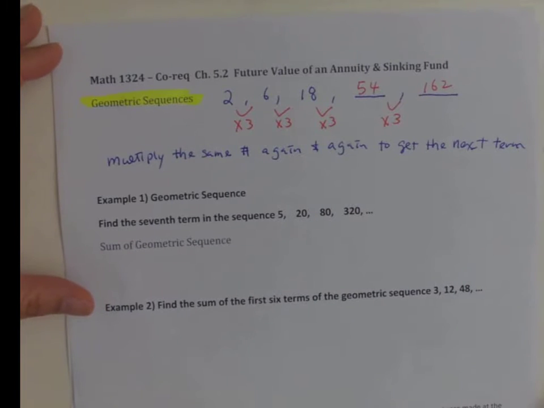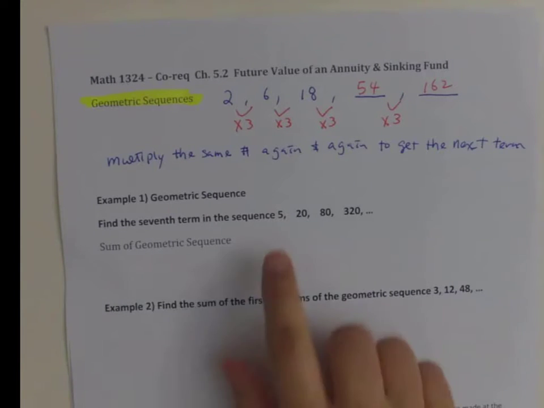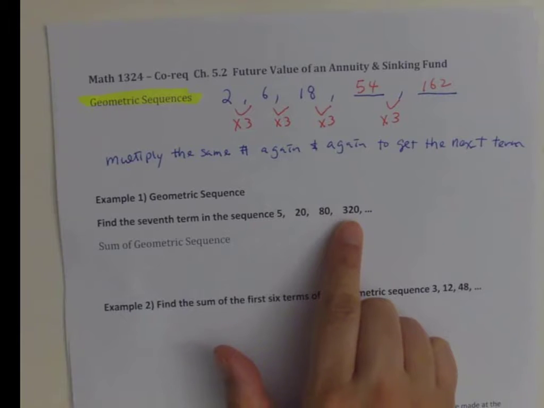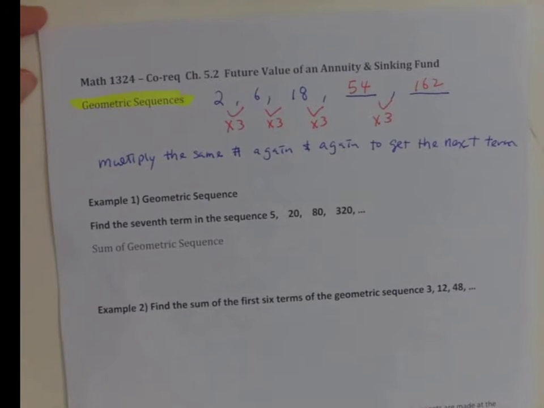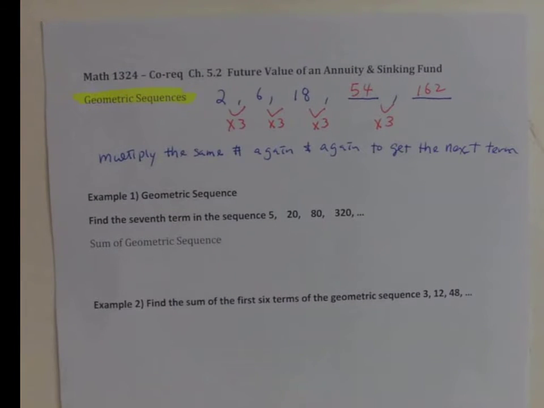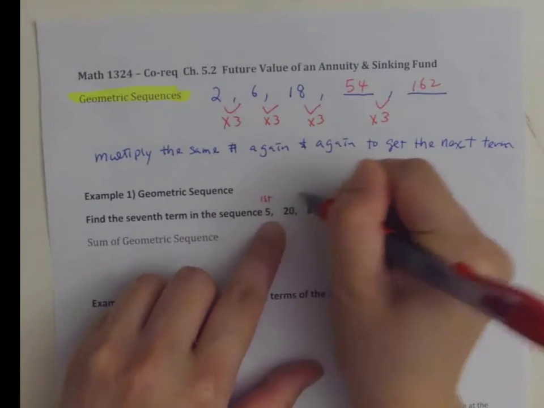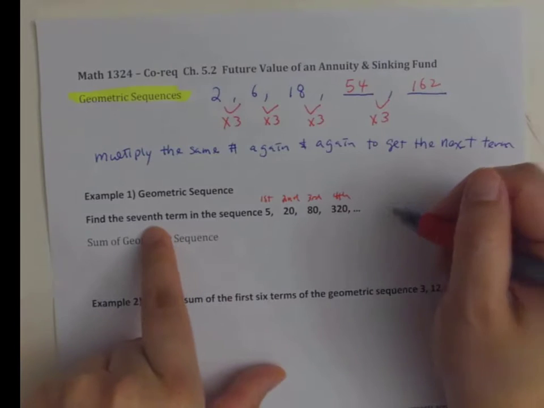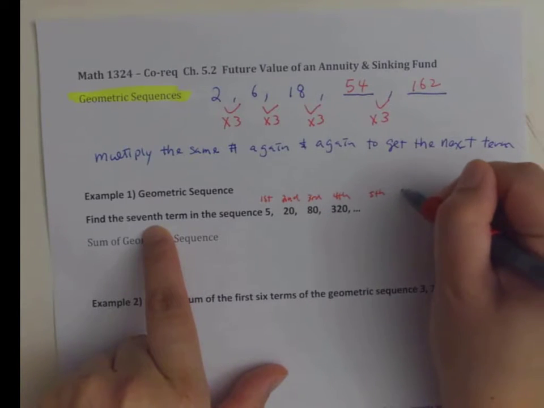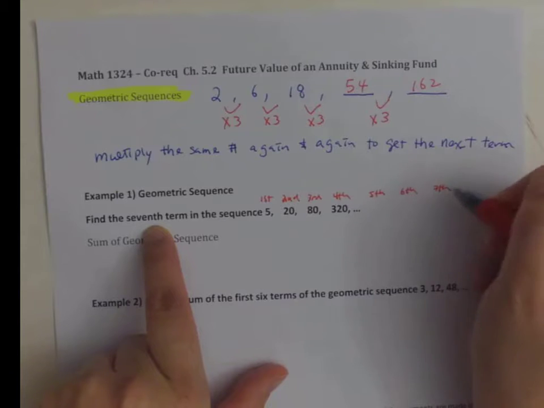So let's look at the first example. They give you a geometric sequence. They already told you this is a geometric sequence. You have your first term, second term, third term, fourth term, and they want you to find the seventh term. There is a formula, and we can develop how to come up with the formula, but the focus of this section is not geometric sequence, so we're not going to do that. We're just going to cover the basics. So if this is your first term, second term, third, fourth, and they want the 7th, you need your 5th, 6th, and 7th.